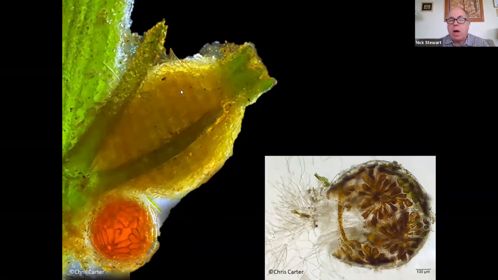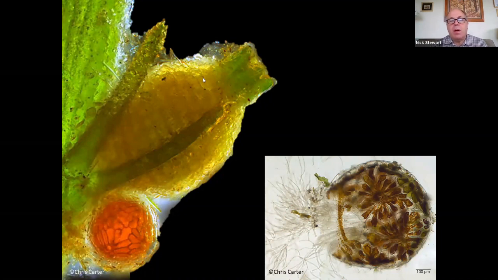So the spores are very distinctive. They have these spiral cells going around them. Now that's very unusual in the algae. Most algae just have naked spores. So to have a covering of cells is more or less unique.